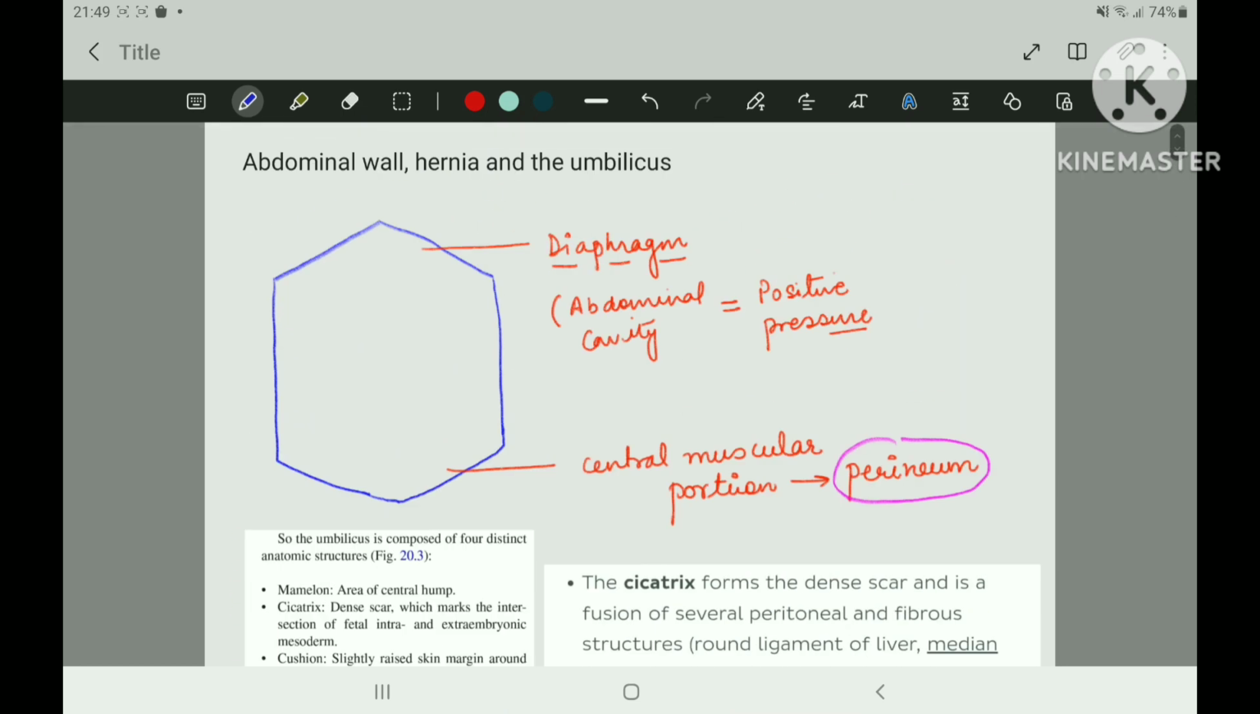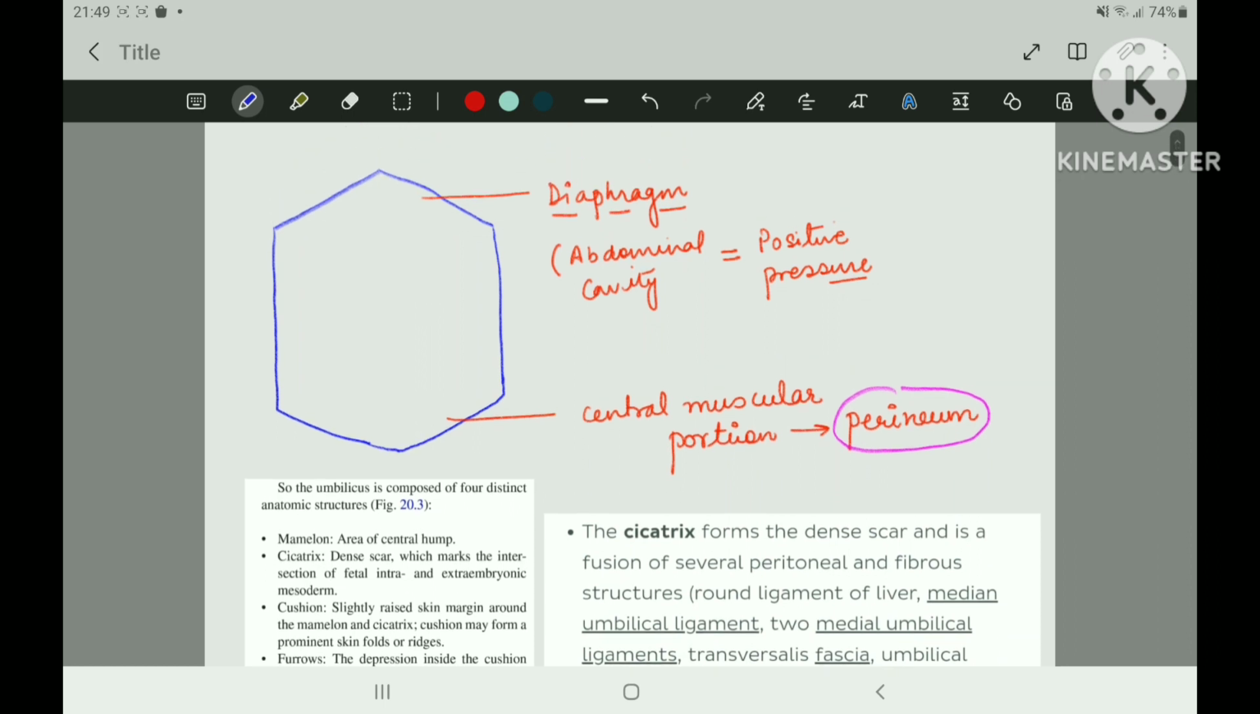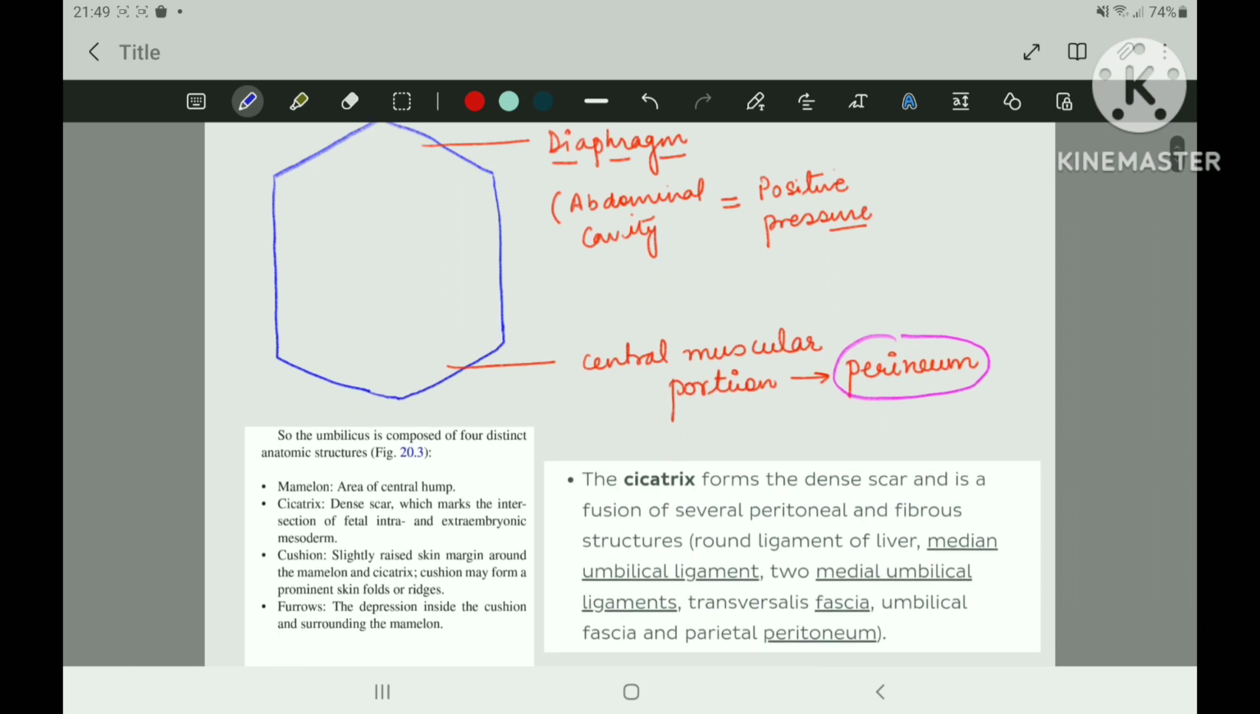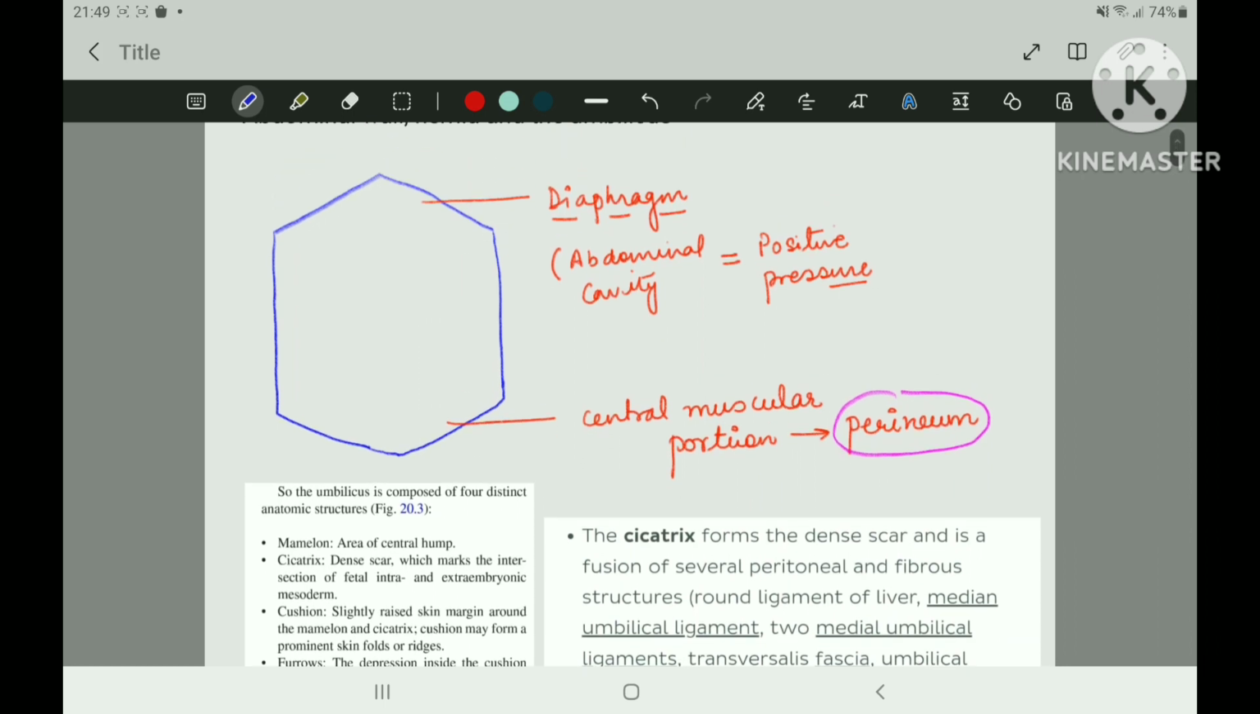The perineum, this central muscular portion, can have certain defects in the form of prolapse. It can be rectal prolapse, uterine prolapse, or cystocele. And in the anterior abdominal wall, there are various sites from which an organ or viscus can protrude. Mainly we see the inguinal region.